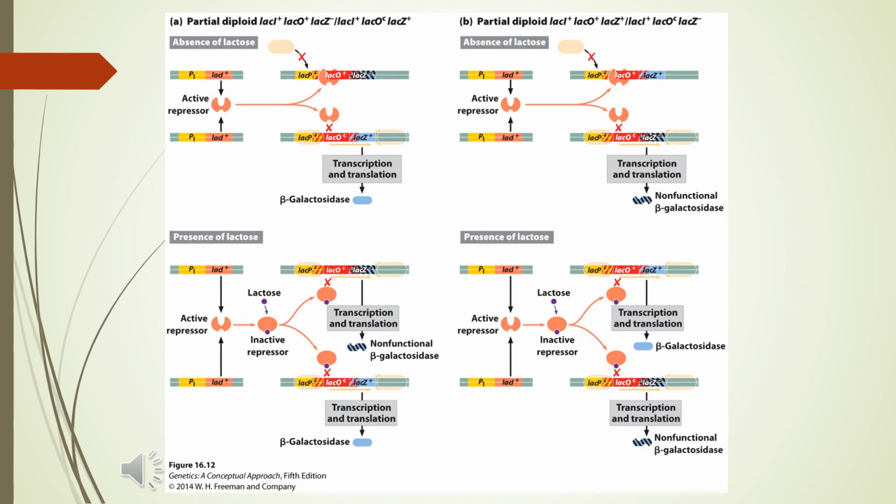So in the presence of lactose, what will happen? Here lac I plus always produces an active repressor. It binds with the lactose and inactivates the repressor, so the repressor cannot bind to the operator region in both cases. So on the upper side, lac P, lac O plus, lac Z plus will always produce a functional beta galactosidase, but on the lower side the problem is the lac Z gene is mutated, so transcription and translation will produce only non-functional beta galactosidase.